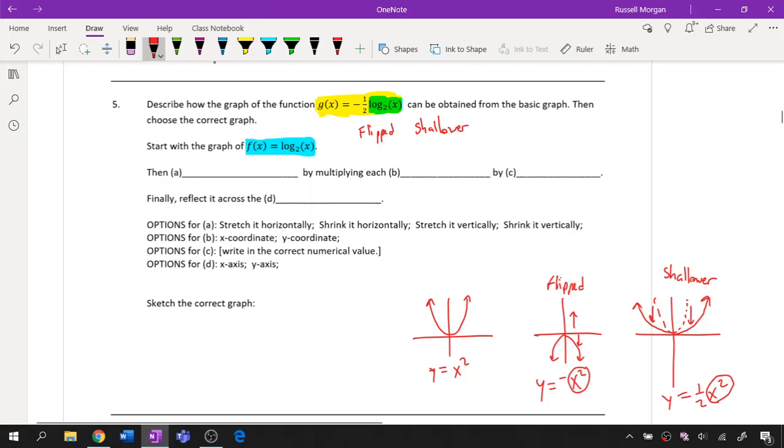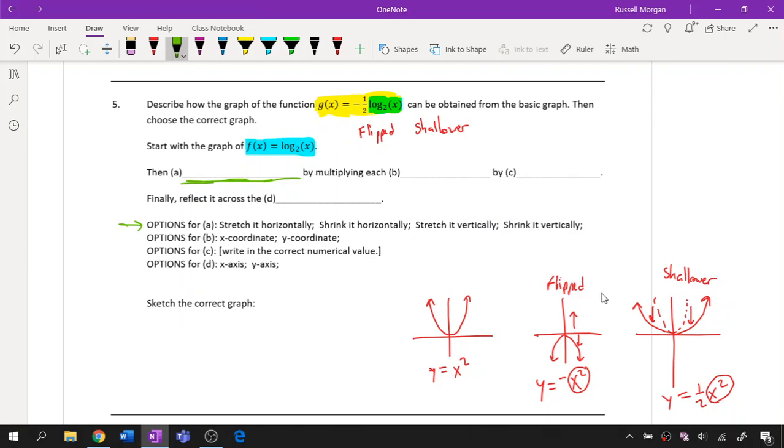So let's see what our options are. Again, this problem is a little complicated here. It says we're going to start with that original log, whatever that looks like. Then we're going to blank by multiplying each blank by blank. What? Let's look at our different options here. This first blank has to do with our options here. Did it get stretched horizontally, shrunk horizontally? Are we going to stretch it vertically, or are we going to shrink it vertically?